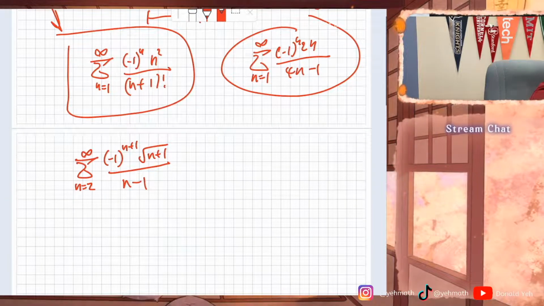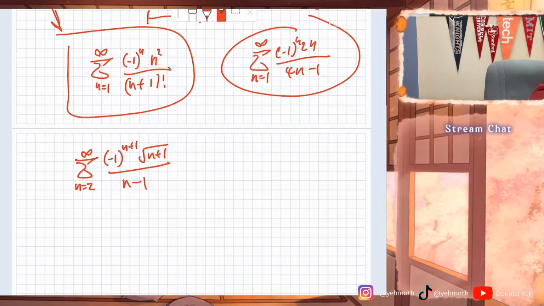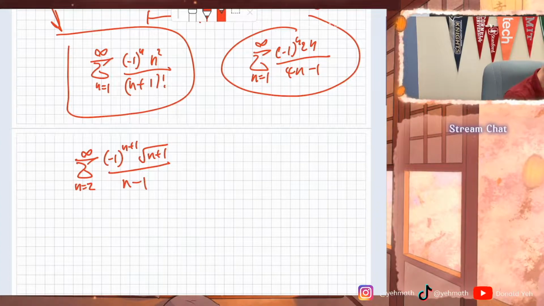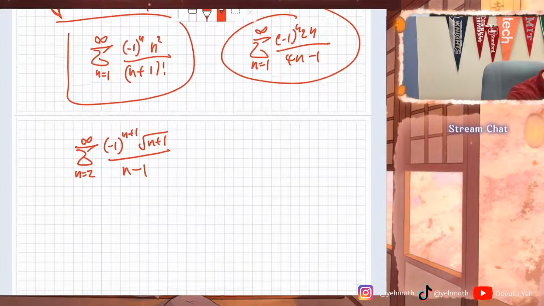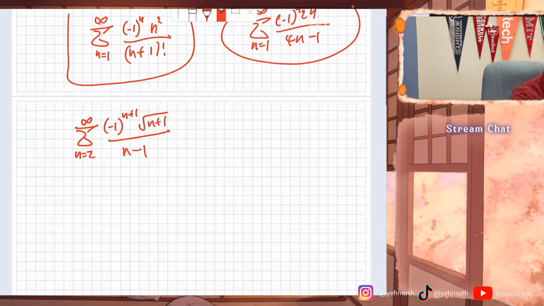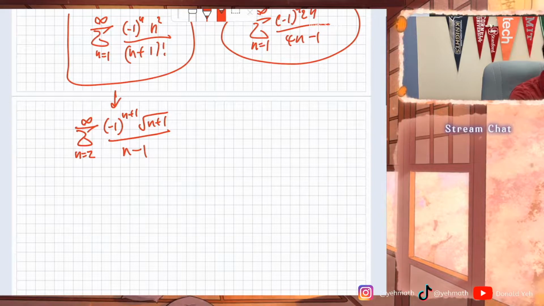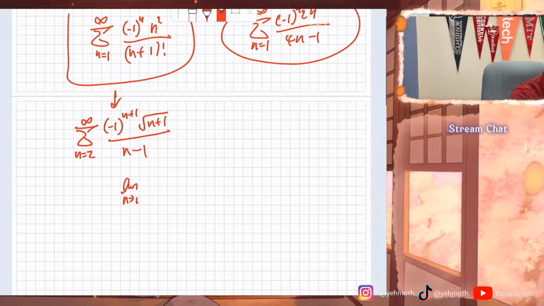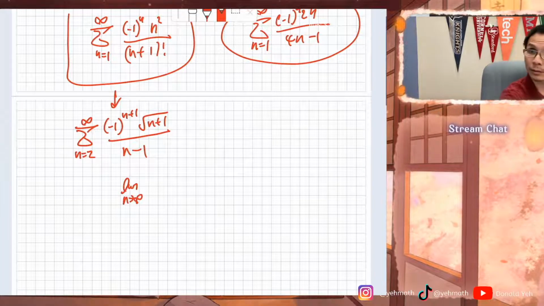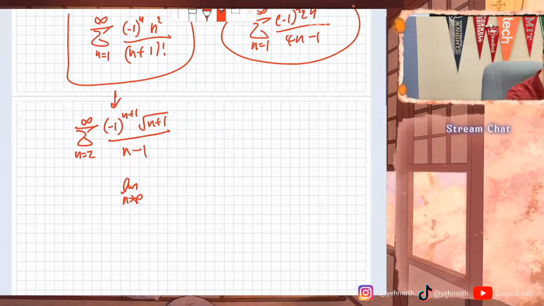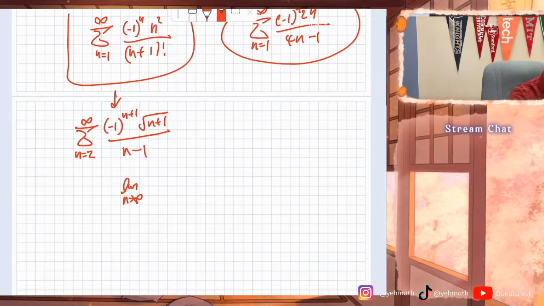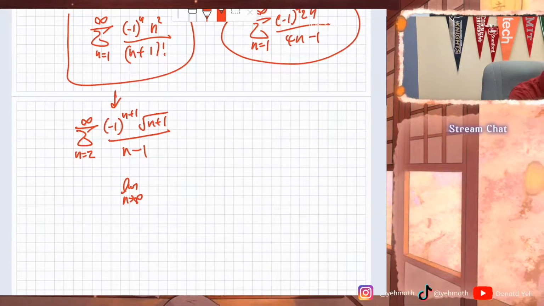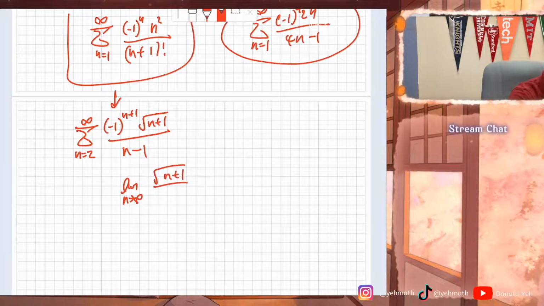Now the derivative of this one is kind of interesting, so we're gonna do it together. So is this alternating? Yes. Can I do AST? Yes. Limit as n approaches infinity. Okay, so if n approaches infinity here, it's gonna be what? It's equal to 0, right?